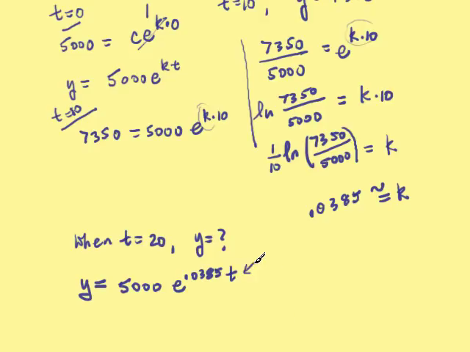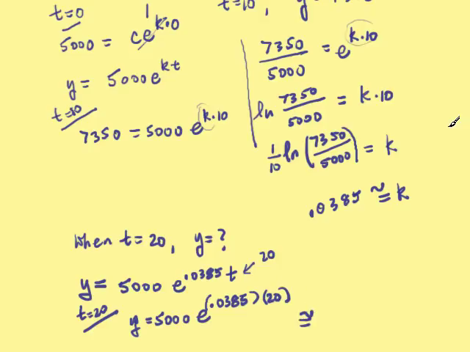And now just substitute in t equal 20. All right, so that's what we're going to do now, t equal 20. And we have y is equal to 5,000 e to the 0.0385 times 20. And we'll just approximate this with the help of our calculator. And I have that after 20 years, the population is approximately 10,804.